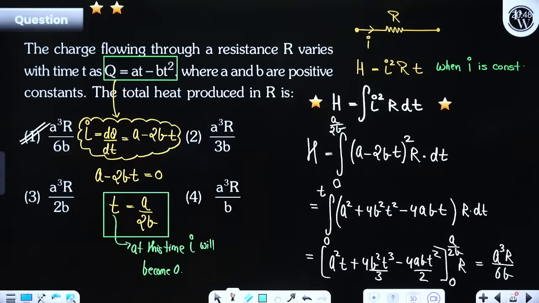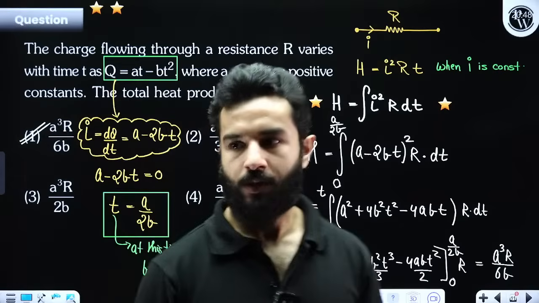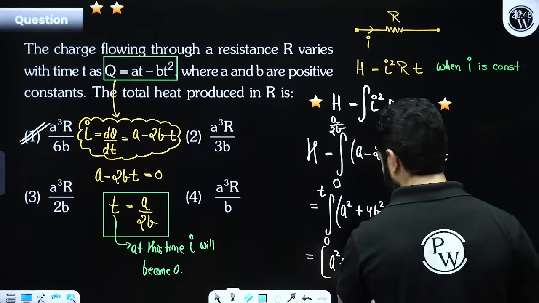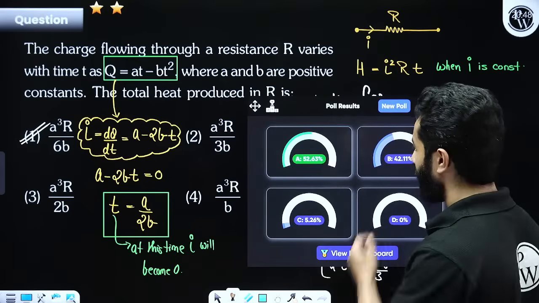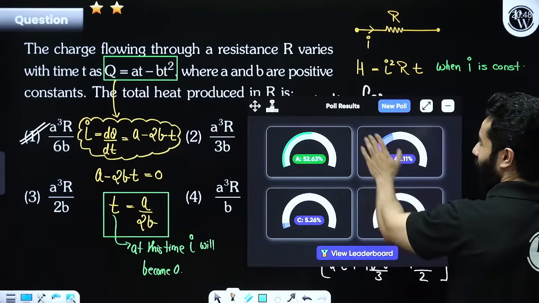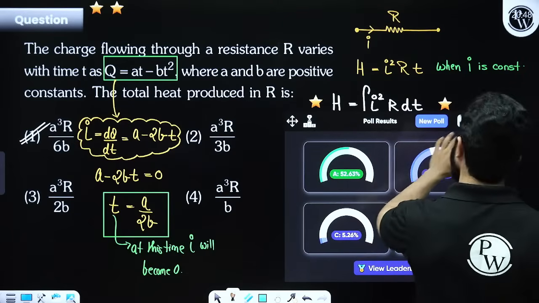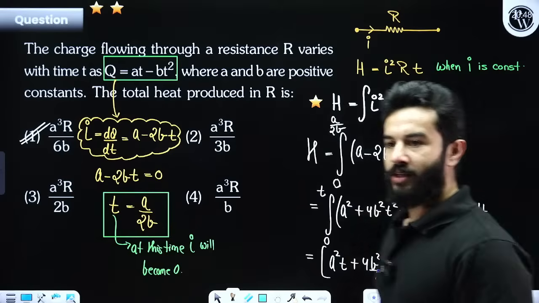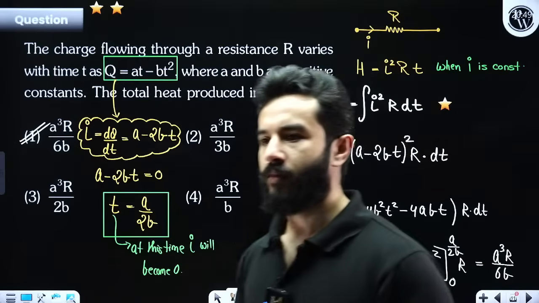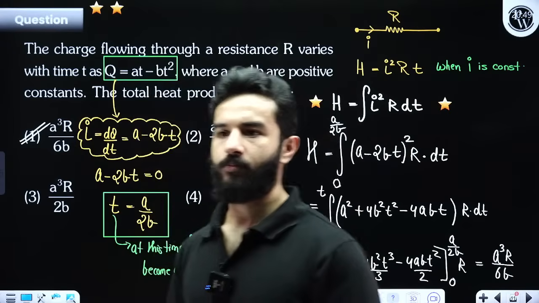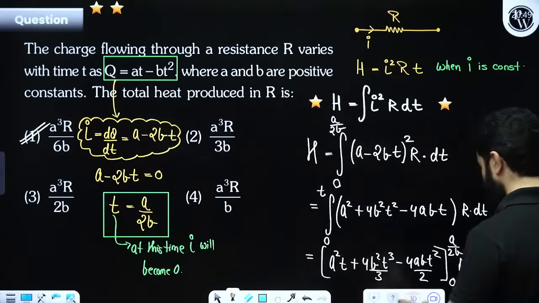Let me know in the chat box. I'll take your doubts, no worries. If you have any problem, please. Done? Done. Option 1. Only 52.63 percent have got it correct, and other students were thinking it is option 2, but it is not. Clear? No doubt? Any problem? This is fine, right?